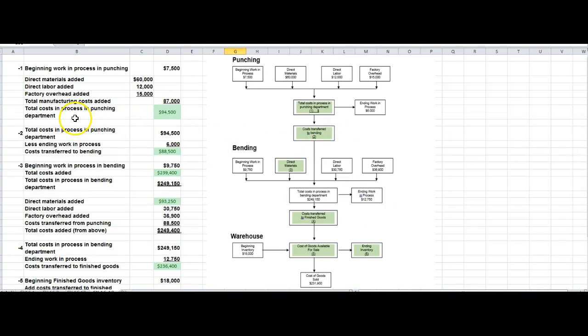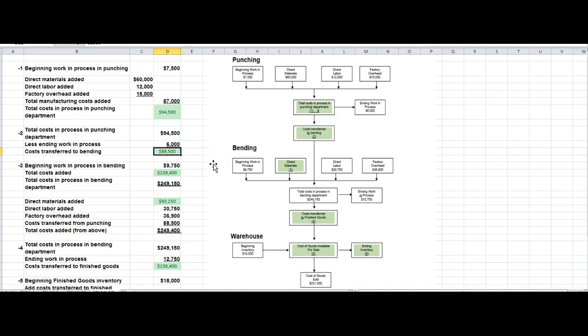So our first one, they wanted to know the total cost in process in the punching department. Well, they began with this. They added this, which is this. So what was my total cost processed? 94,500. That gets pulled down here. There's 6,000 left. So cost transferred out is the 94,500 minus the 6,000, which gives us 88,500.